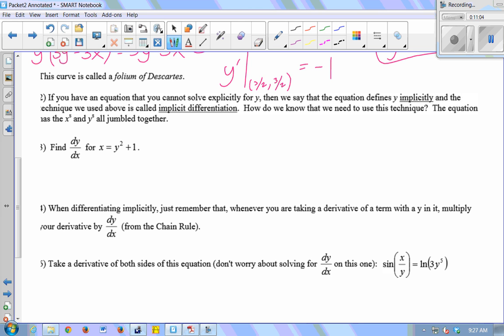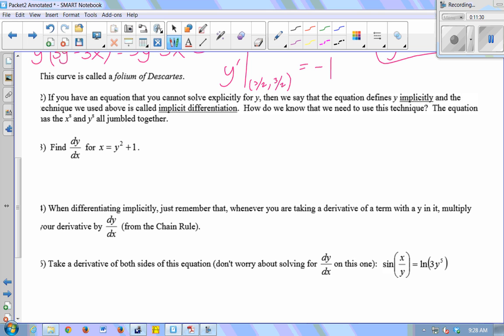So for example, if I want to find dy dx for the equation x equals y squared plus 1, I could solve this thing for y, but it would be messy, and I would have two different equations, right? I would have plus or minus the square root of x minus 1. So I'd have to take two separate derivatives, one for positive and one for negative square root. Or I could use implicit differentiation.